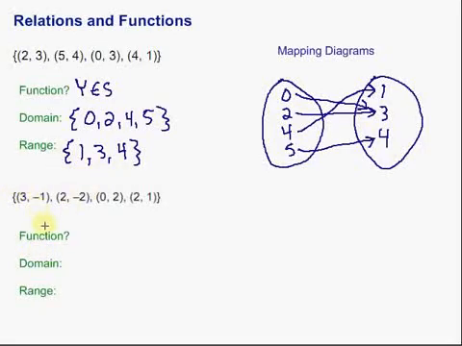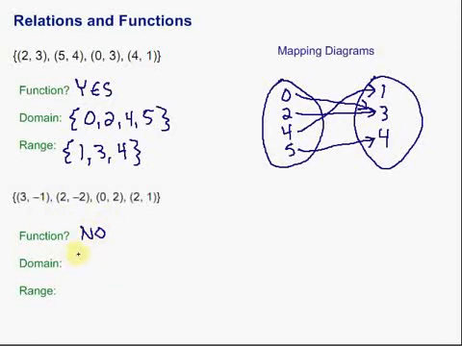Let's take a look at another one right here. Is this a function? Well, if we're given ordered pairs, remember we look at those x coordinates. So we've got a 3, a 2, a 0, and a 2. Oh, we've got a repeat. When we repeat in our x's, it is not a function. This is not a function.